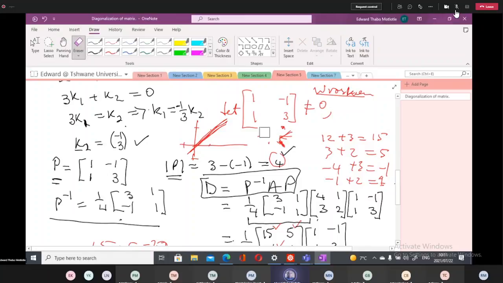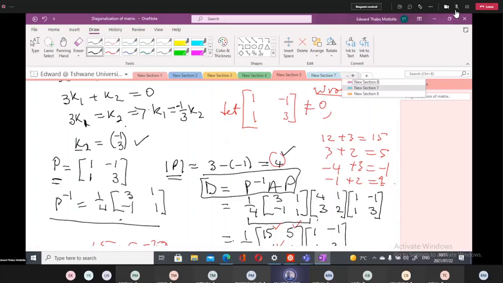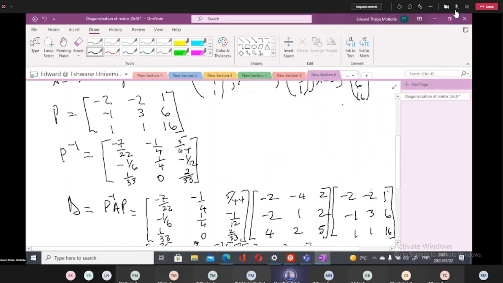I'll explain this concept when we reach that point, but I wanted to highlight it here. What is the requirement for them to be diagonalizable, to be able to diagonalize these two? Okay, so that is the case.